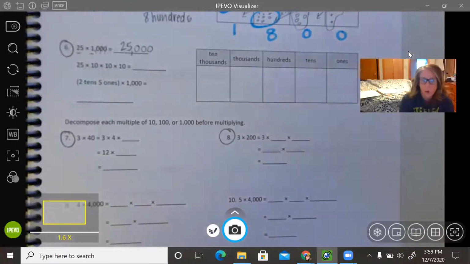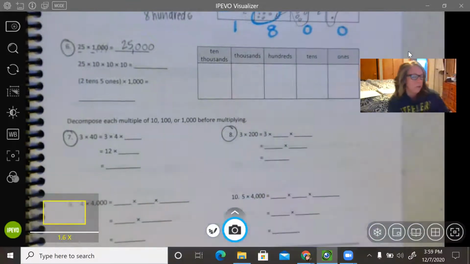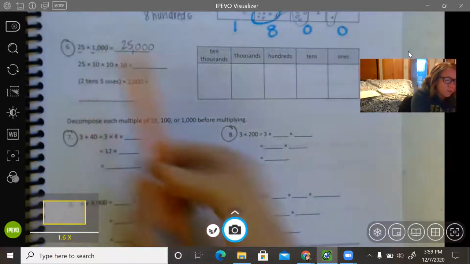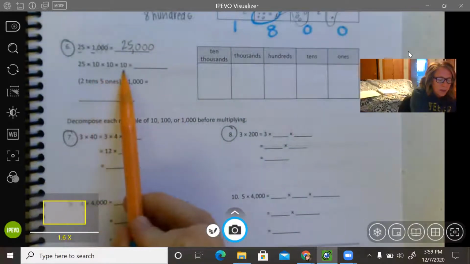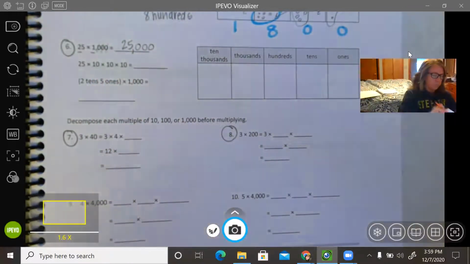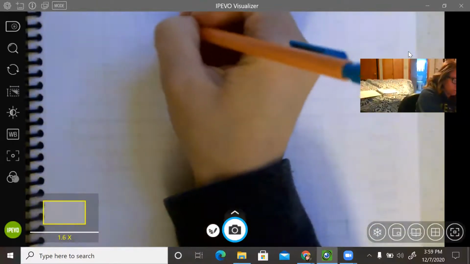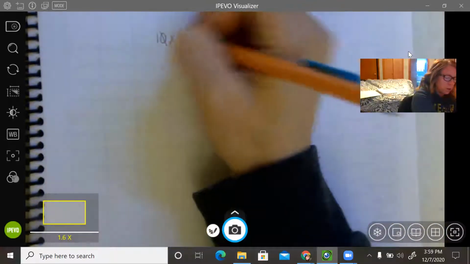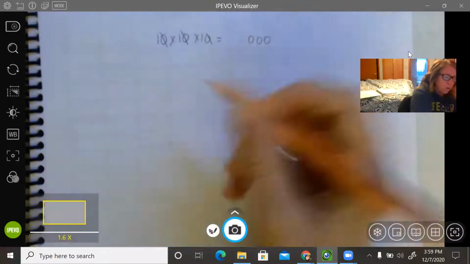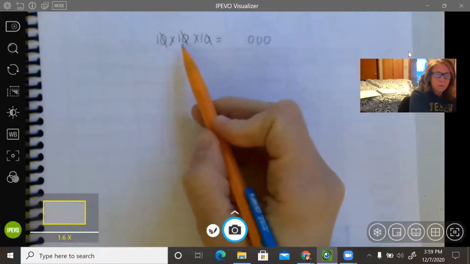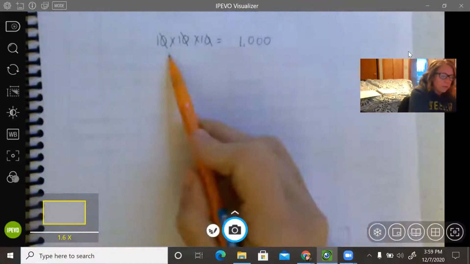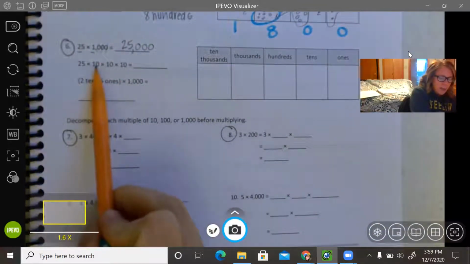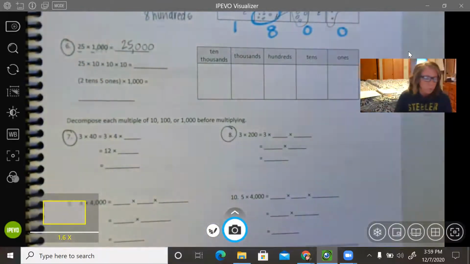Now we're going to decompose this equation and put it in our place value chart. So we keep our 25 together, but then we break down the 1,000 into 10 times 10 times 10, because when you show 10 times 10 times 10, take away your 3 zeros. 1 times 1 equals 1. 1 times 1 equals 1. So 10 times 10 times 10 equals 1,000. So this is the same equation as this, but it's just broken down into more steps.